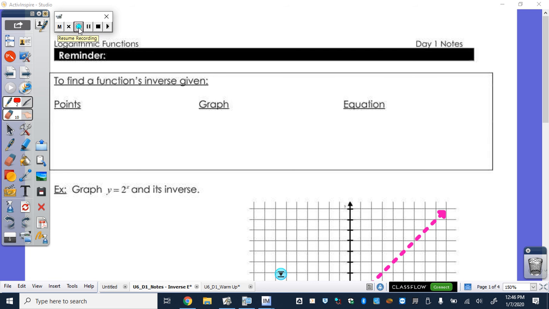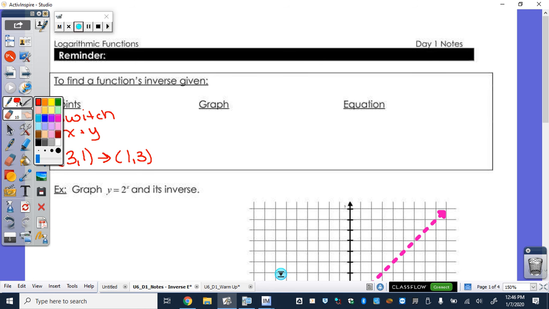So going back for a little review, we got to talk about inverses. This was back in Unit 4, functions. If you have a set of points, how do we find our inverse? There it is. Switch the y and the x. So the point (3, 1), the inverse of it would be the point (1, 3).